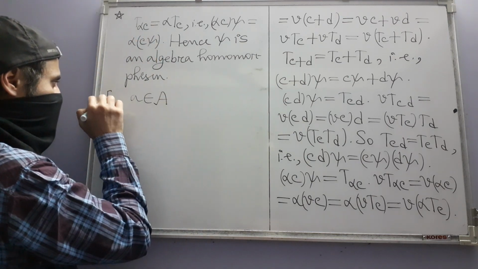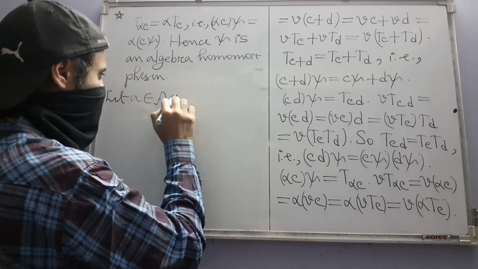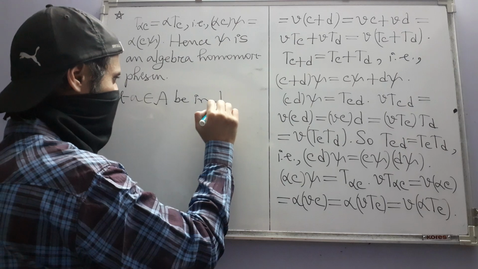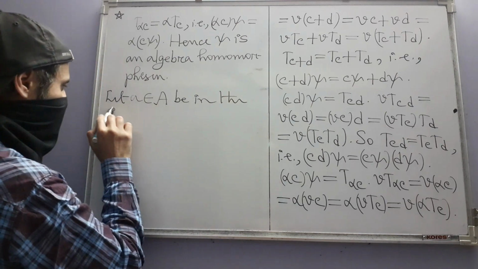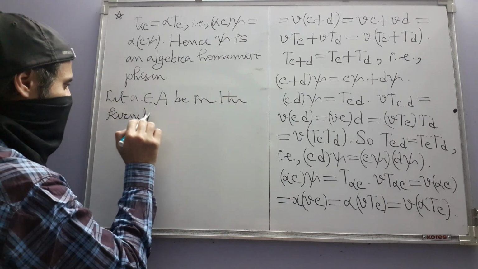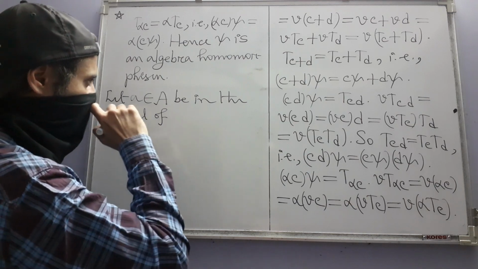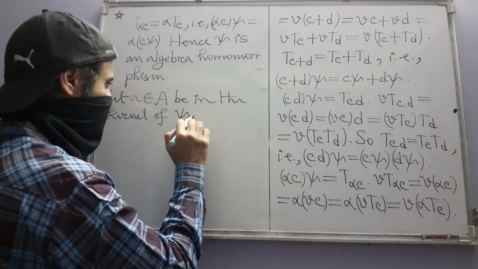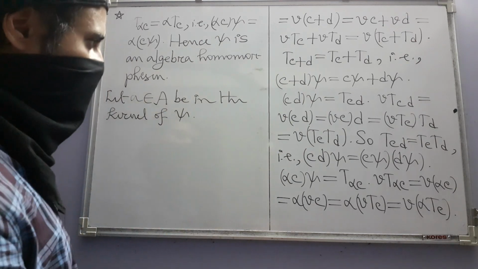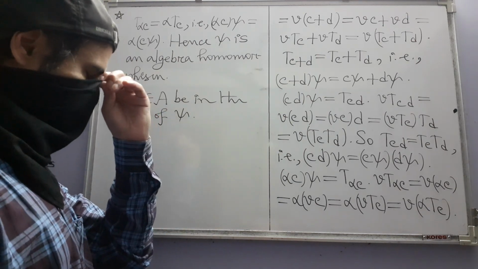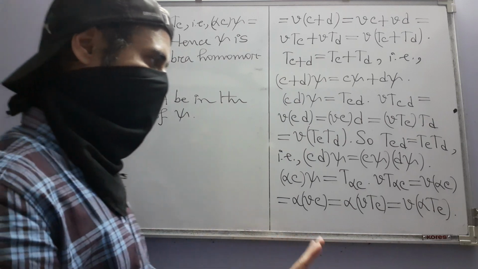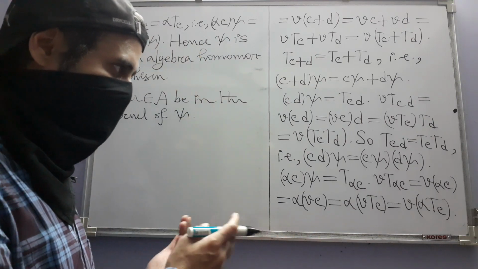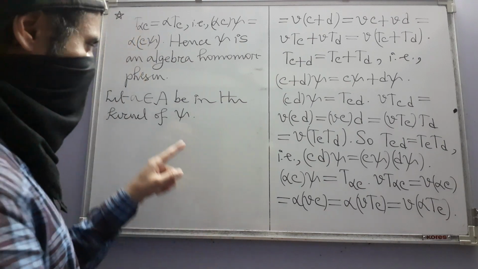So let B be in the kernel of psi, considering psi as a vector space homomorphism. But even if you consider psi as a ring homomorphism, there is also a kernel. You see, things can be very confusing.